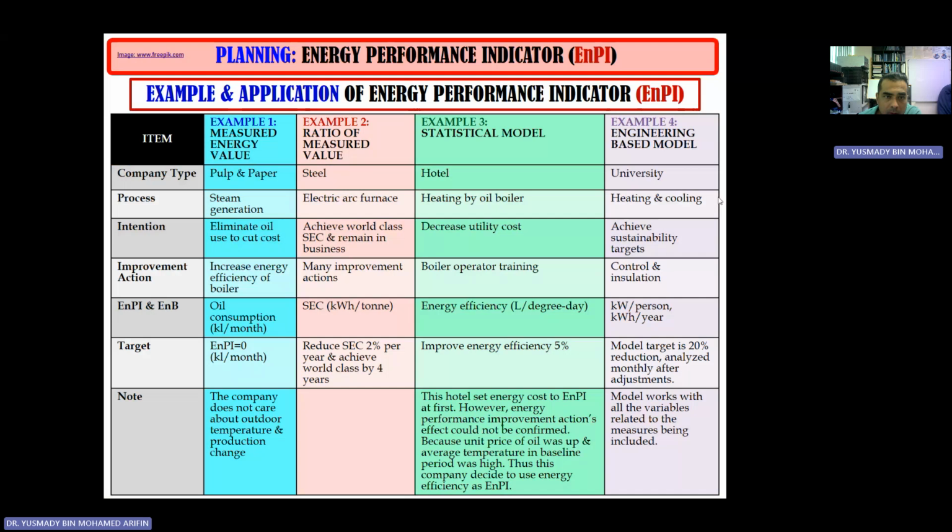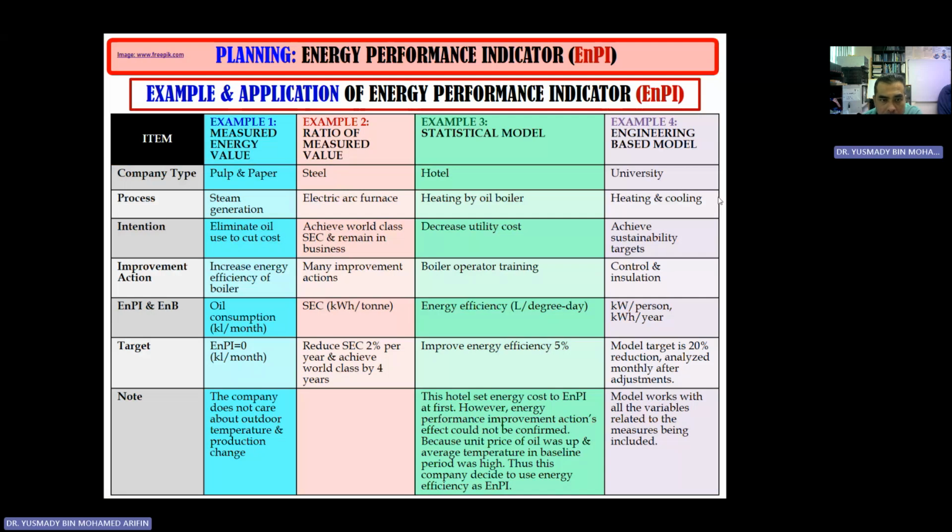So the table shows what I call the example of the energy performance indicator in terms of application. We have a column for item in terms of company types, process, intention, improvement action, ENPI, and also ENB, targets, and notes. The next columns refer to example number 1 until example number 4 based on different types of ENPI. For the first column, the example and application for the ENPI is based on measured energy value, followed by ratio of measured value, statistical model, and also engineering based model.